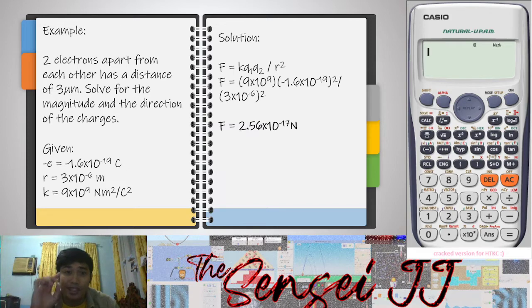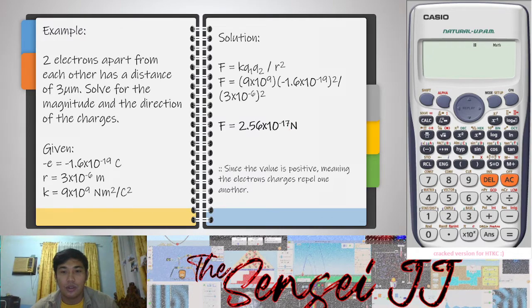So as you can see, it's negative 17, meaning it is very weak. It cannot even move a piece of paper. That is the reason why it is so small: they are tiny particles, and our electrons can only push a very small amount. Okay.